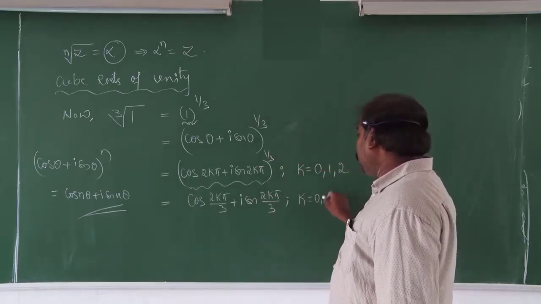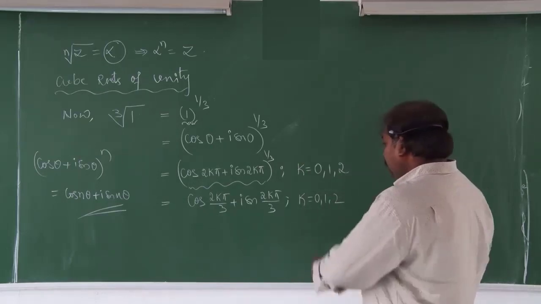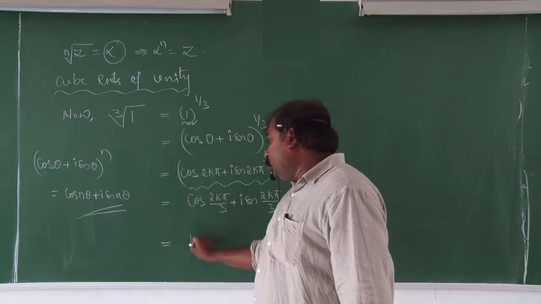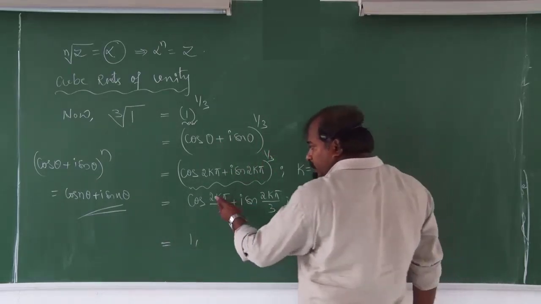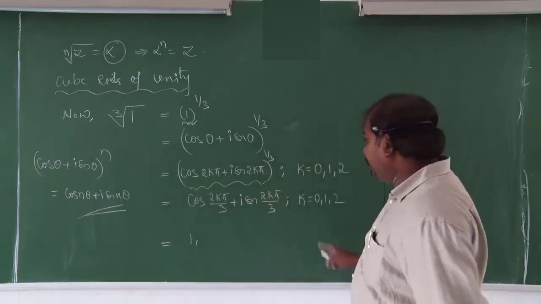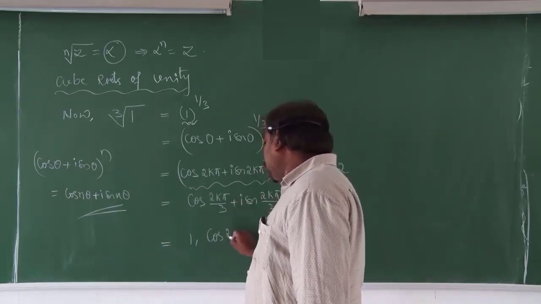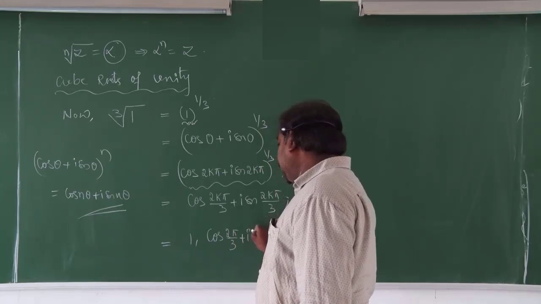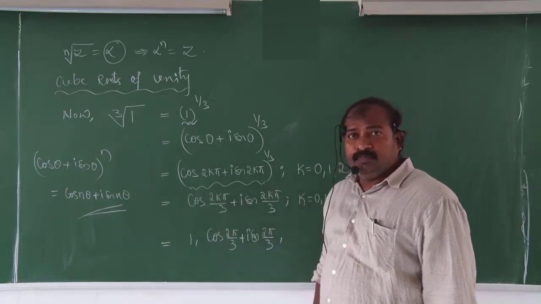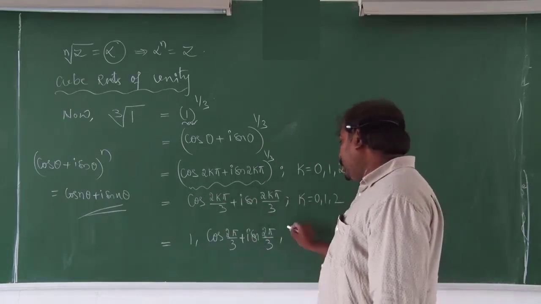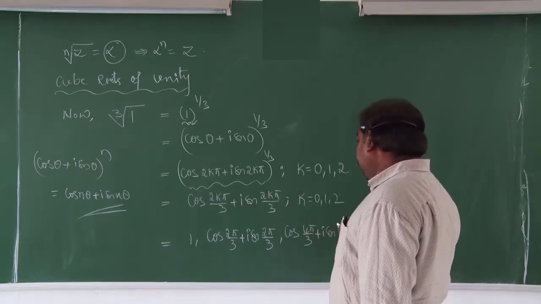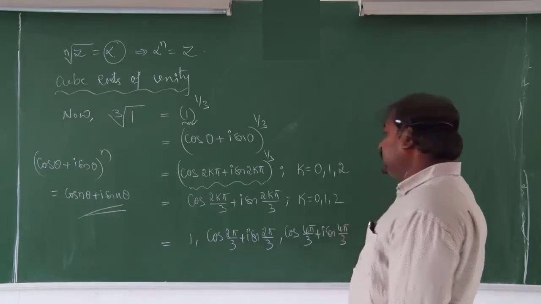Here k equals 0, 1, 2. Now replace k. If k equals 0, what is the value? cos 0 plus i sin 0. Sin 0 is 0, cos 0 is 1. If k equals 1, the value will be cos 2 pi by 3 plus i sin 2 pi by 3. Replace k equal to 2: the value will be cos 4 pi by 3 plus i sin 4 pi by 3.